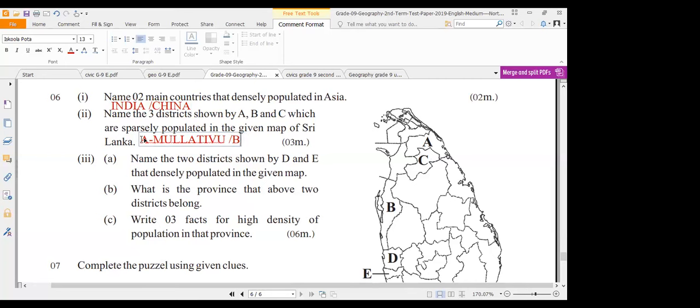C is at the end. Vavuniya is there. C. B. Puttalam. Puttalam. B. With the letter C, Vavuniya. Here, write the name only.